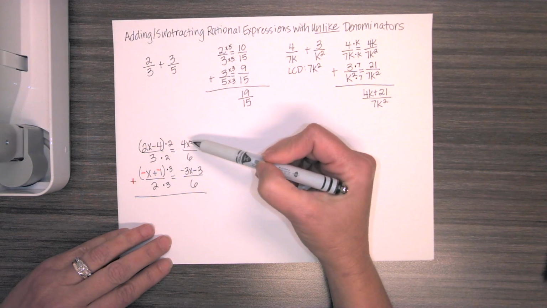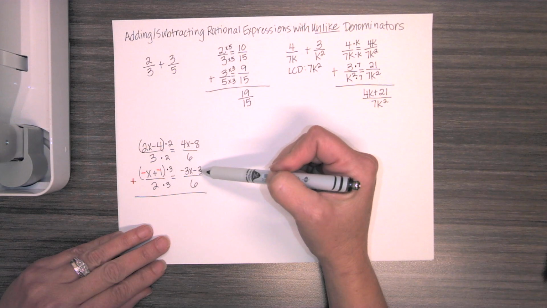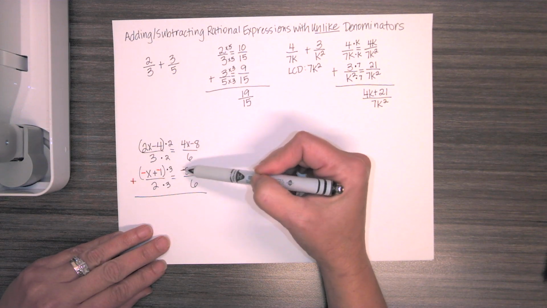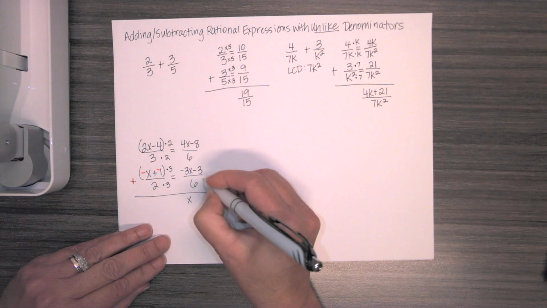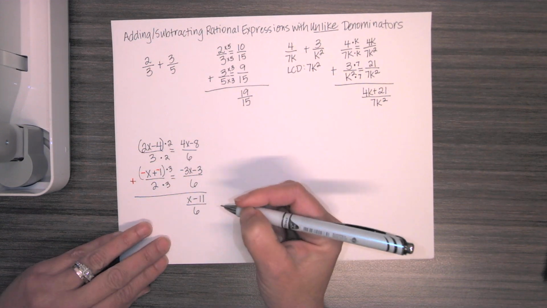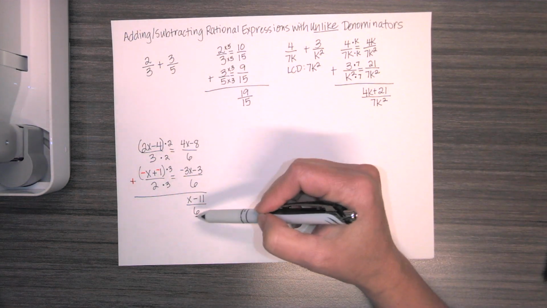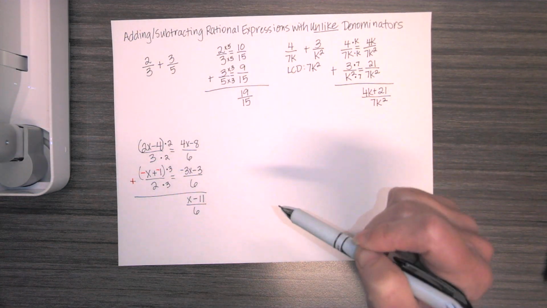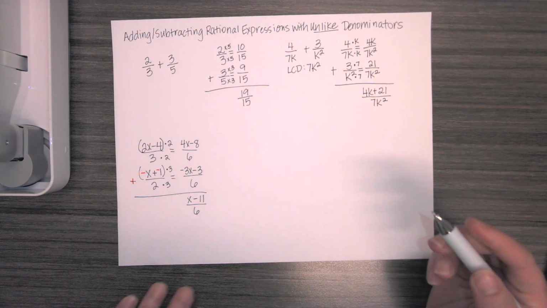Alright, now when I combine my fractions, I'm going to combine like terms in my numerator. 4x minus 3x is 1x, or just x. Negative 8 and negative 3 makes negative 11, and I'm going to put that over 6. Now if anything would factor here, I would try to factor it so that I could simplify, but it won't on this particular problem.